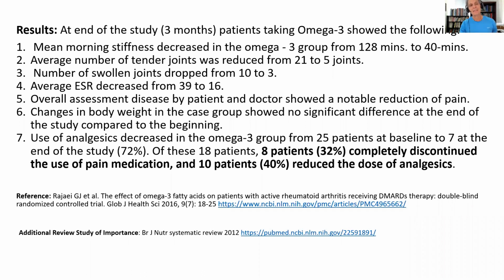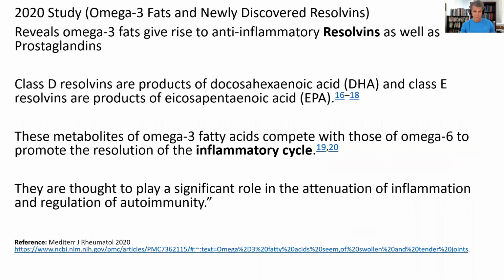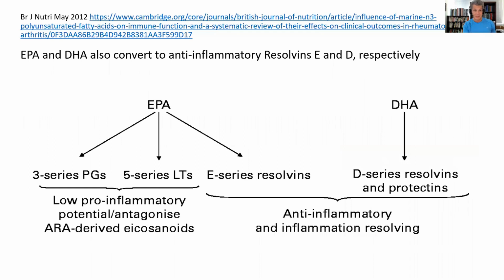But it takes time. It doesn't happen in a week or 2 weeks, in this case, 3 months. But in some cases, it might take 6 to 12 months where the person has a more severe disease. A study in 2020 also showed that omega-3 fats, EPA and DHA, form these anti-inflammatory resolvins. So in addition to prostaglandins, EPA also becomes the E-series resolvins, and DHA becomes the D-series resolvins, which are also very anti-inflammatory.